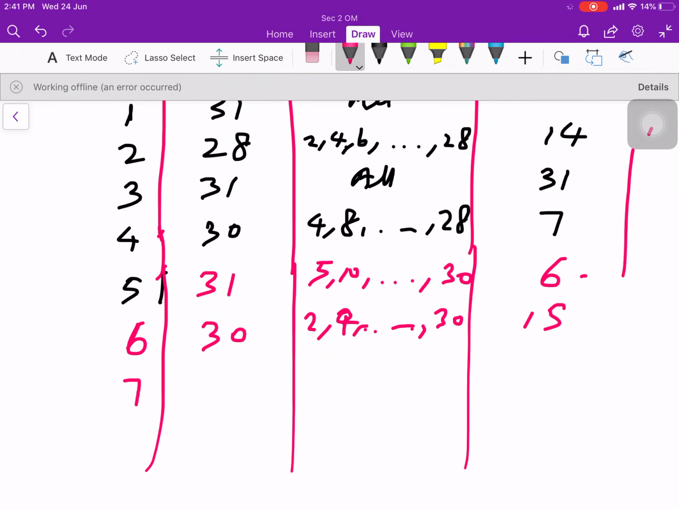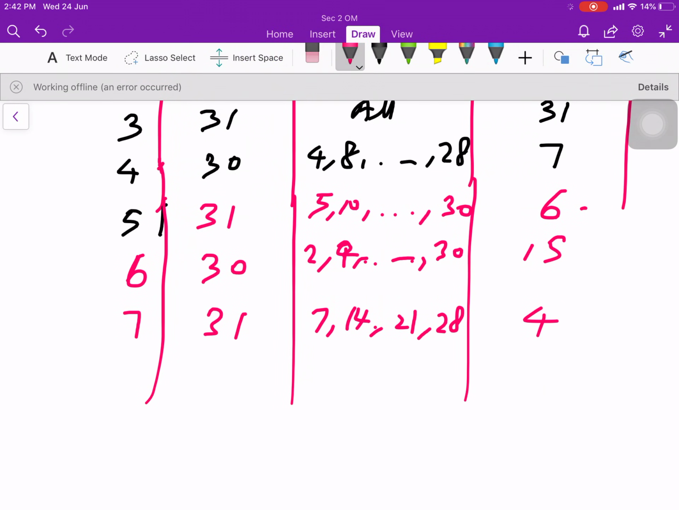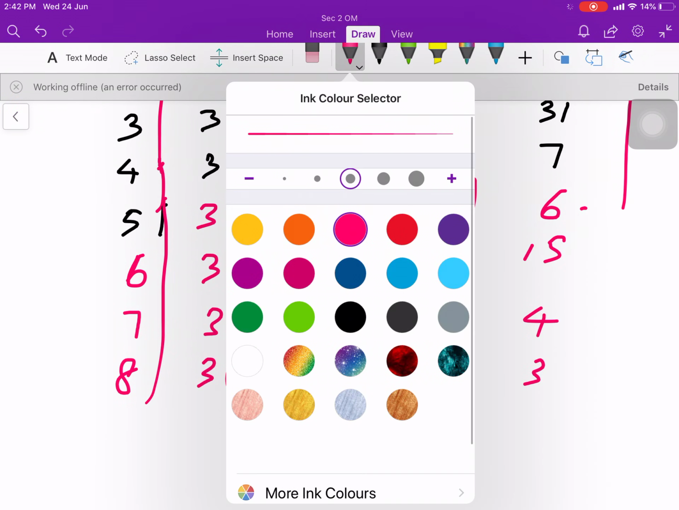And if you look at July, that will be 31 days. Then in this case, M is 7, so it needs to be a multiple of 7. Therefore, this will be 7, 14, 21, and 28. That will be only 4 days, right? Then in the month of August, which is month 8, you got 31 days. Again, it must be a multiple of 8, therefore you got 3 days.